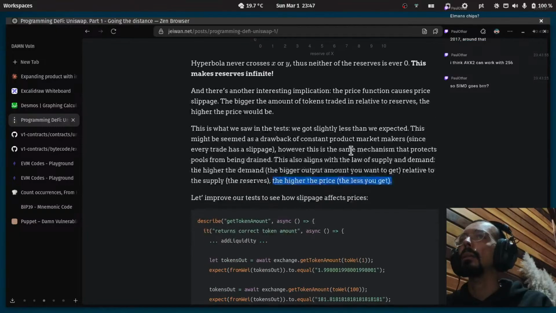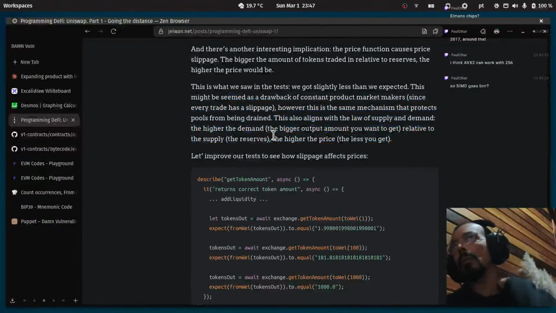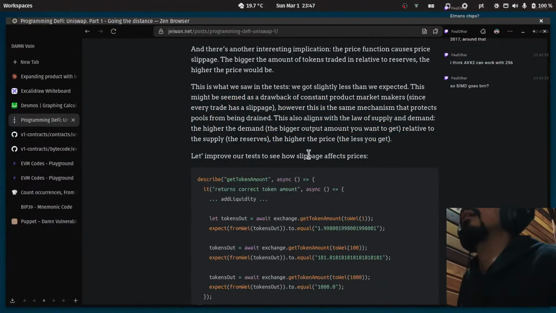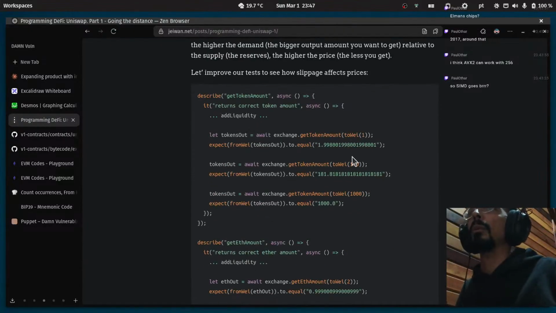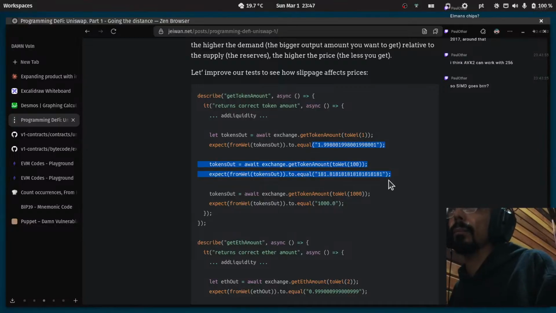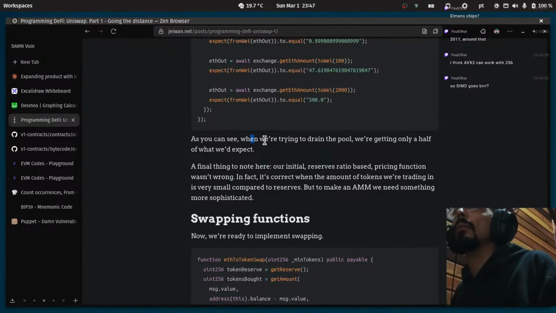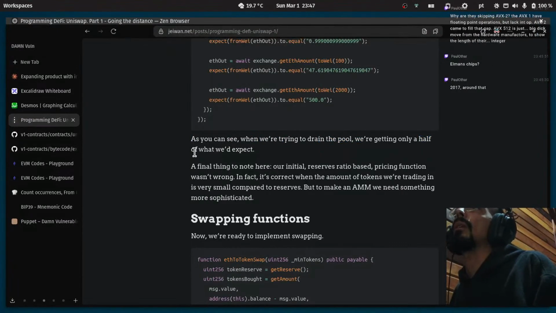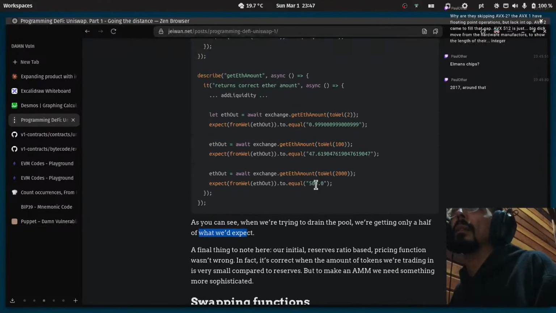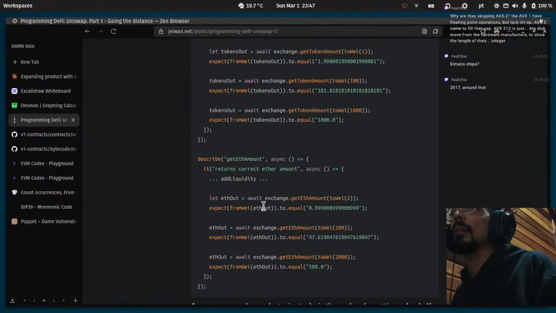All right. So now we kind of understand this. So let's see what's expected. They improved the test. As you can see, when you try to drain the pool, we are getting only half of what we expected. I'm not seeing anything because I cannot see the error, right?